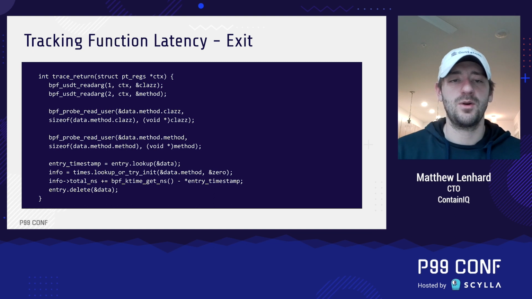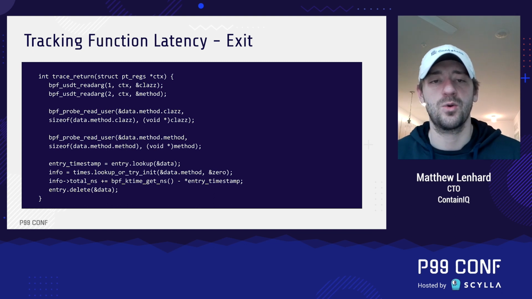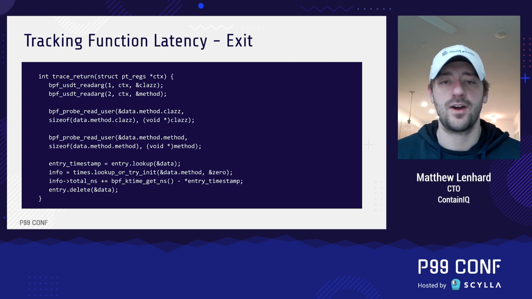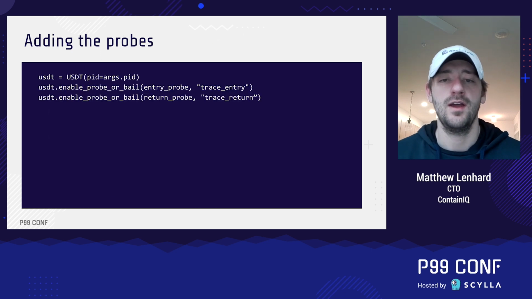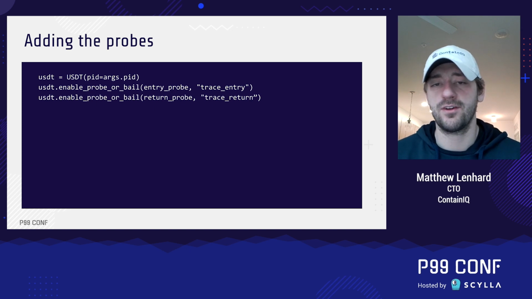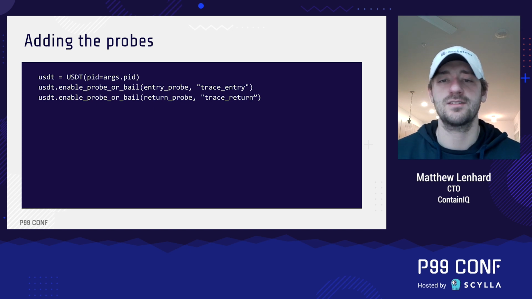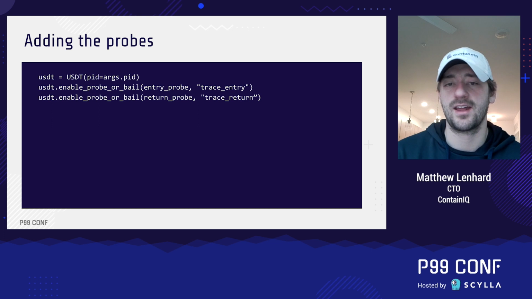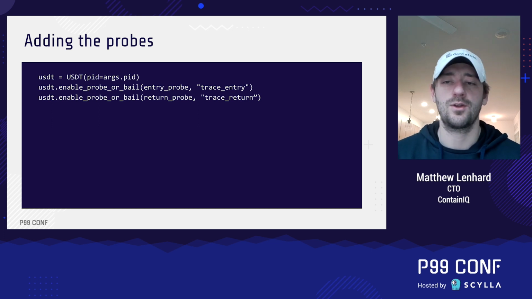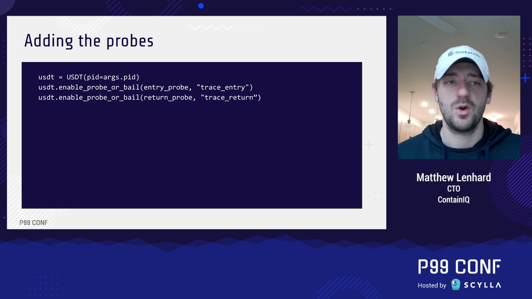Final step is to add these USDTs to the correct probes. Trace entry and trace return are the functions we walked through earlier, and the entry and return probes will differ depending on the language again, so you're going to want to check out that Python main.py to figure out what works for your language. Awesome. So now let's jump into the demo.